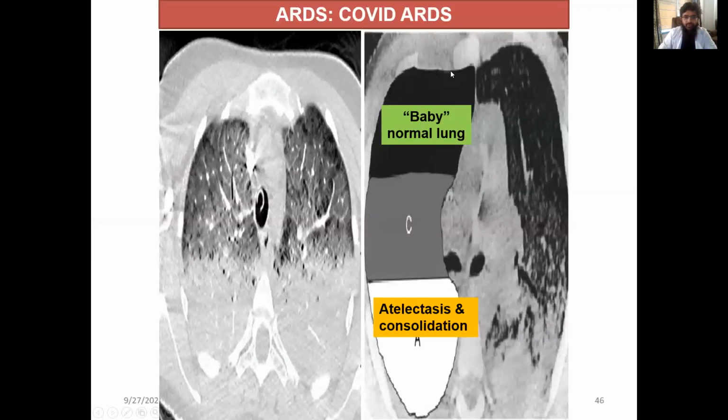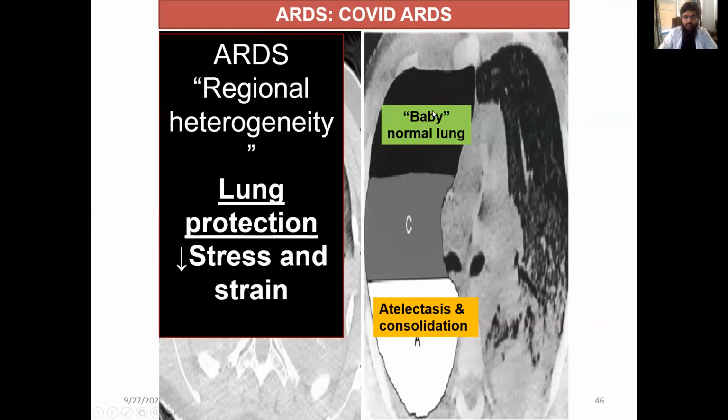ARDS, as a heterogeneous disease, has a normal lung, that is a baby lung with small volume. Then there is an intermediate, heterogeneous phase, and then a consolidated phase. This is the lung that we are trying to protect by doing lung protective ventilation. There's an area sandwiched between the normal lung and the consolidated lung that is prone to repeated opening and closing of alveoli. So we are trying to prevent atelectrauma by giving some amount of PEEP to this lung.